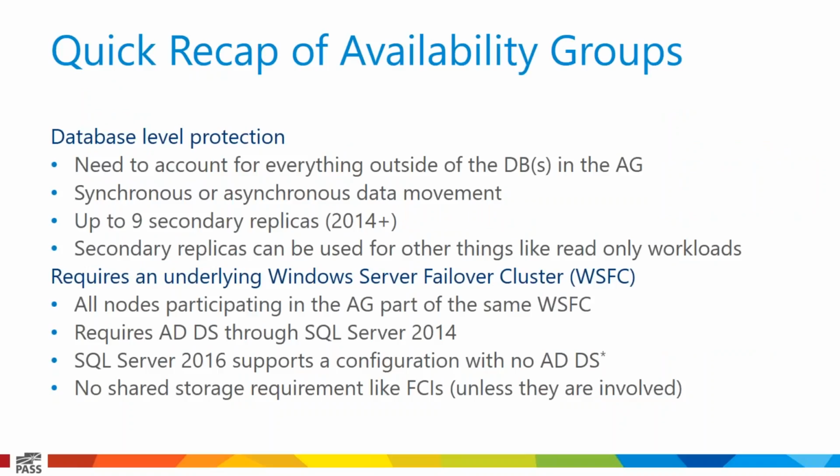Okay. So let's quickly talk about what availability groups are, at least as we know them in SQL Server 2014. An availability group provides database level protection. That means that if something sits outside the database, like, for example, an instance level login if you're using SQL Server authentication, which would have a mapping SID back into the database, you have to manually handle that. SQL Server Agent jobs, all that stuff, right?